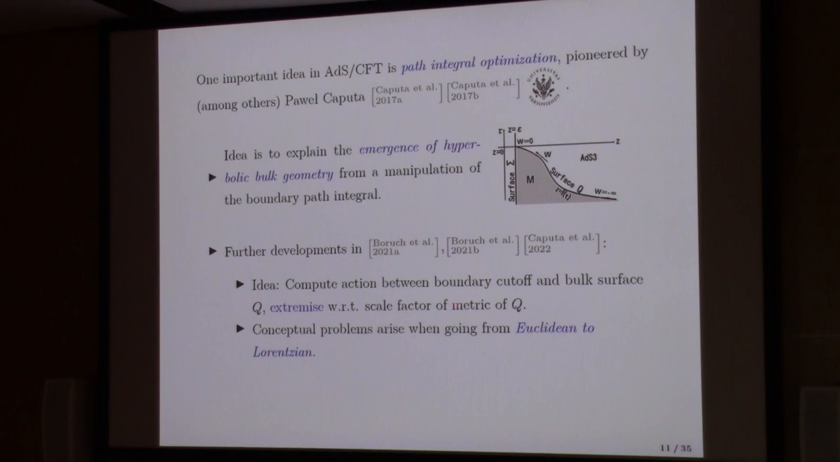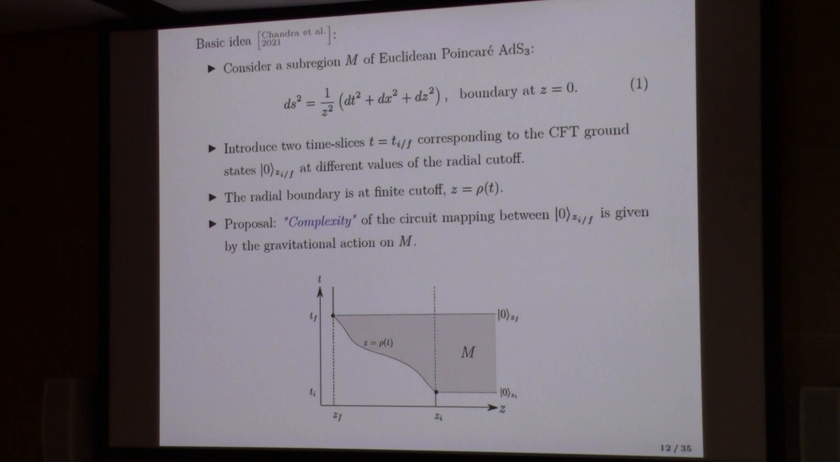And around the same time, in 2021, together with a number of co-authors, I was also looking at a similar setup. To be concrete, we considered AdS3, where you can write down this line element. Here z is an inverse radial coordinate, such that the boundary is at z equals zero. Now we introduce two time slices at initial and final time, where the cutoff value is different. So it's z_i and z_f. And holographically, we would expect these to correspond to CFT boundary states corresponding to different cutoffs. We connect these two states by a surface in the bulk, which has some profile z equals a function rho of t. And we assume for simplicity translation invariance in the x direction.